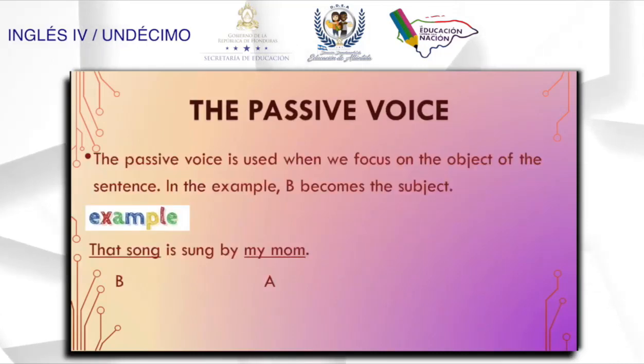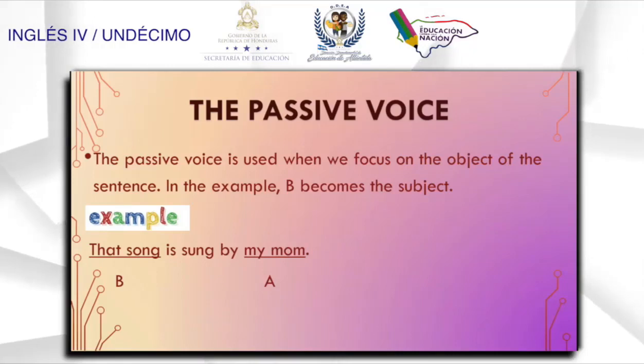The passive voice. The passive voice is used when we focus on the object of the sentence. In the example, B becomes the subject. Example: that song is sung by my mom. That song, B, becomes the subject.